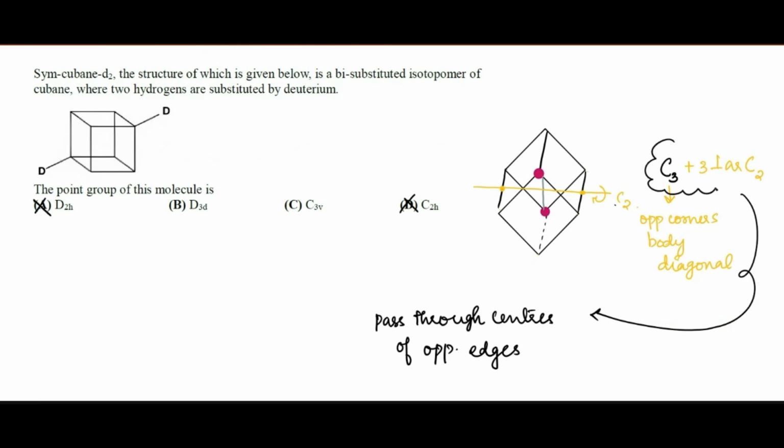Okay, so I have a C3 and I have 3 perpendicular C2s, which proves that this belongs to a D group and not a C group. So our answer is option D3. It was a good question. Imagining this in an exam hall is not an easy thing; you will get it only if you have practiced earlier. But let's hope that if it comes like this, you have to imagine. Okay.